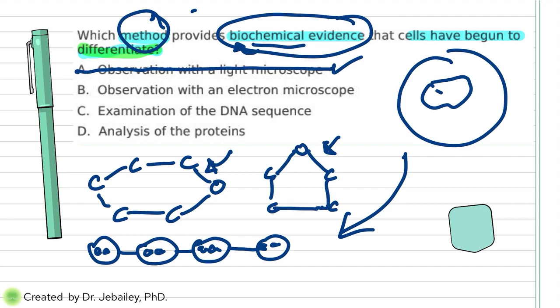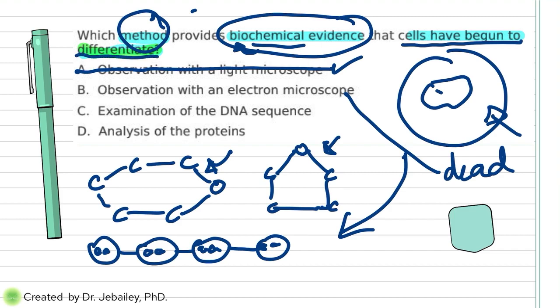Well, we could use an electron microscope, but the problem with the electron microscope is that it's dead. What I mean by that is that inside the microscope, you can only see things that are dead. So how can you see cells beginning to differentiate? If they're beginning to differentiate, that means they're alive. So you're watching them become differentiated. And in an electron microscope, you only see dead cells, so you can't see them differentiate. So this is canceled too, right?